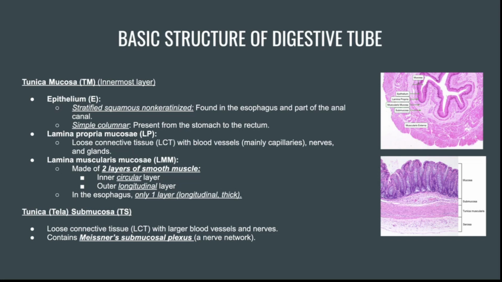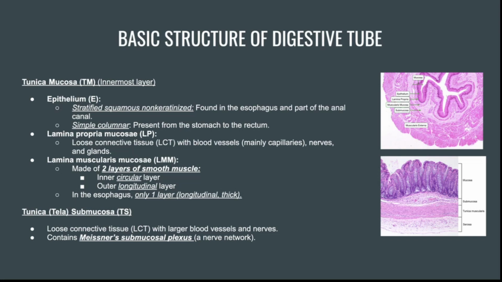When you talk about the lamina propria mucosa, LPM, it just contains loose connective tissue with blood vessels. So LL, you can just remember that. Then we have the lamina muscularis mucosae. It is made up of two layers of smooth muscle, an inner circular layer and an outer longitudinal layer. What this refers to is the arrangement of the muscles. Now, in the esophagus specifically, which I'll explain next, there is only one layer of longitudinal muscle in the lamina muscularis mucosae layer.